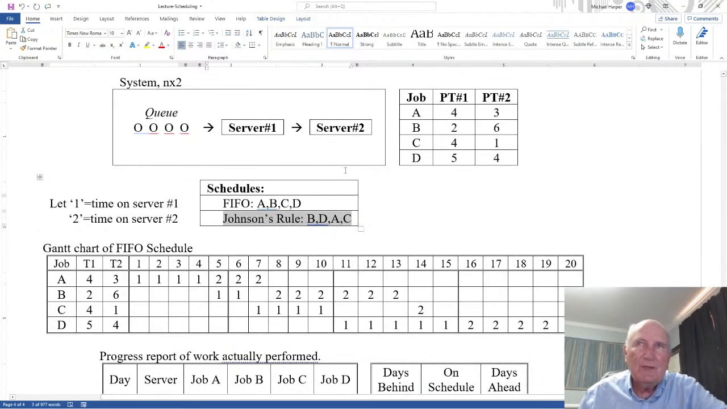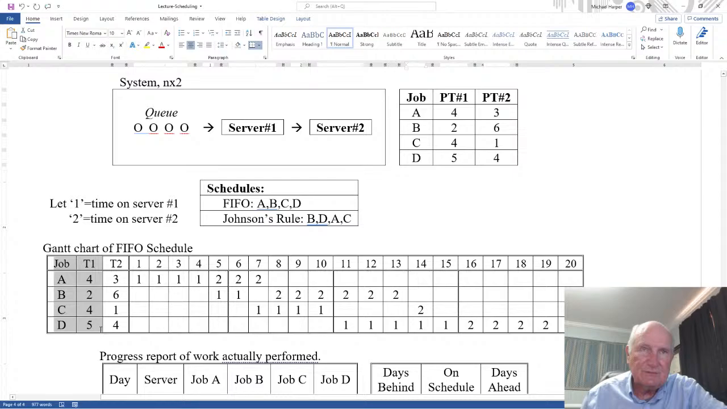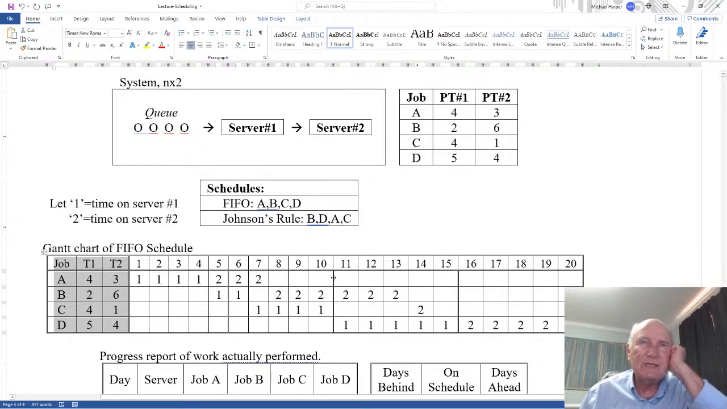Okay, first of all, the FIFO schedule. Here's FIFO. Let me bring the jobs ABCD with a processing time on server 1, processing time on server 2, bring it down, and there it is. Now as I go through here, I'm going to represent on a timeline 1 through 20 here. This is 20 days. On a timeline, I'm going to represent graphically the days on server 1 and the days on server 2 for each of the jobs.